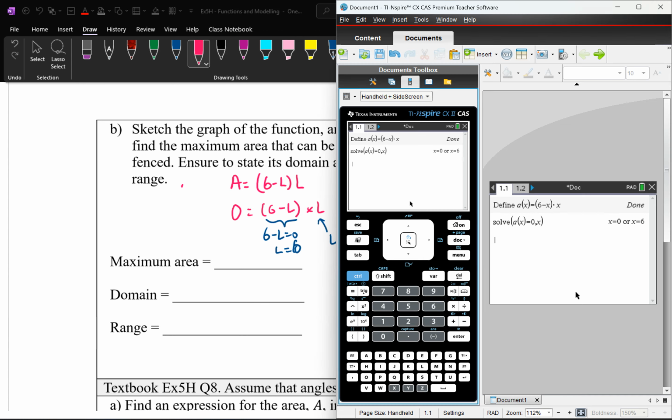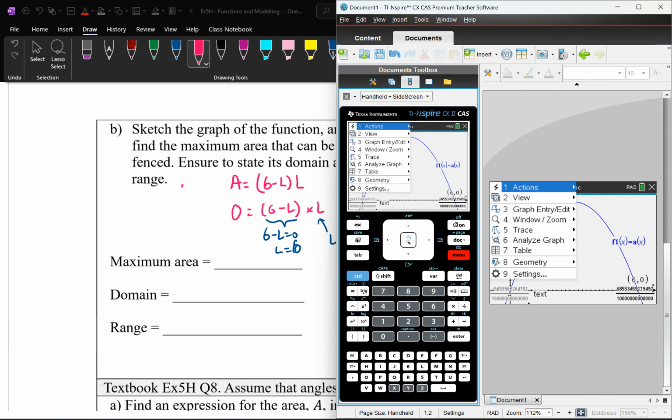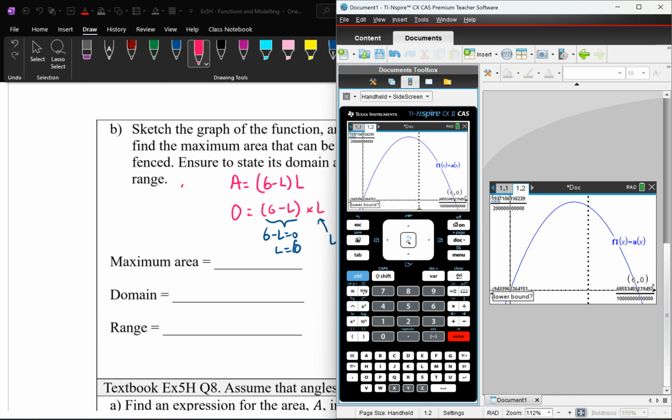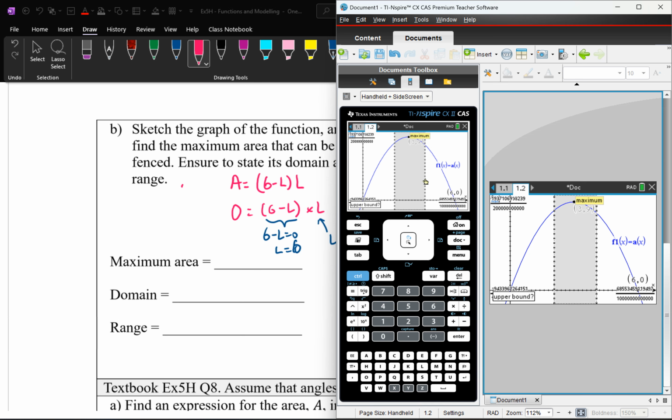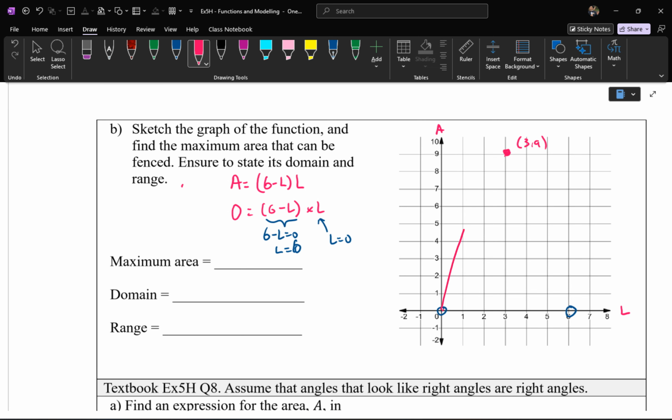What else? Well, what else do we also need? We need a maximum, the turning point. You can complete the square, or you can actually just go to menu, analyze, maximum. So here we go. Left of the maximum, right of the maximum tells me it's 3, 9. So I know now at 3, 9, here's my turning point. Let's go up. Let's come down. Notice I put a circle at the endpoints.